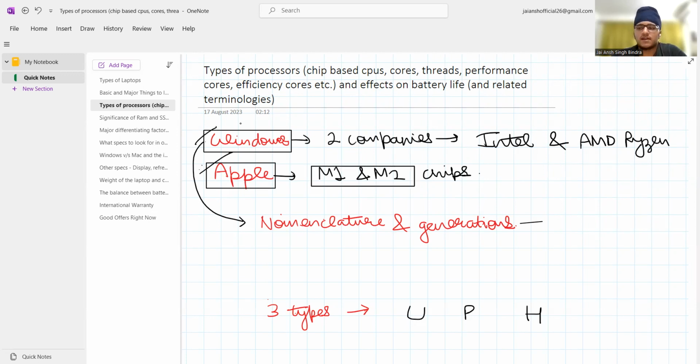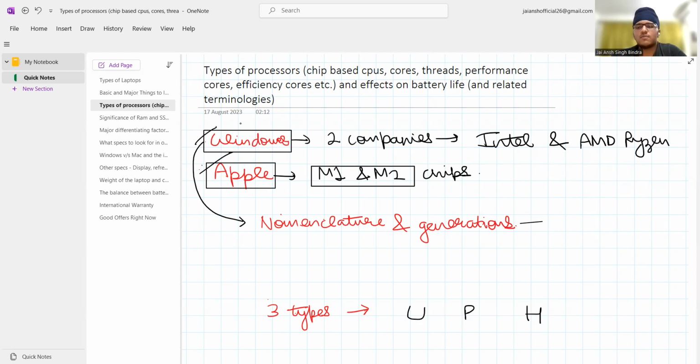Earlier, Apple used to run on Intel chips only, but right now they produce their own chips, which are the M1 and M2 chips. We are going to come to this section later because it doesn't require much of an explanation. The main thing we are going to talk about is the Intel and AMD Ryzen chips.